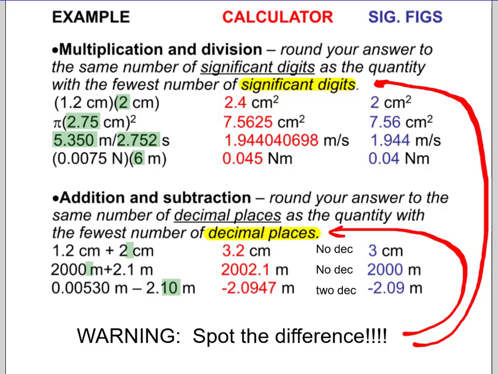So there are 2 sets of rules. There's a multiplication and division rule, which is this one right here. So if you notice, for the first one, we're multiplying 1.2 times 2. This only has one significant digit. So if we multiply them together, we get 2.4, but then we have to round that down to one significant digit. And sometimes that can be really tricky.